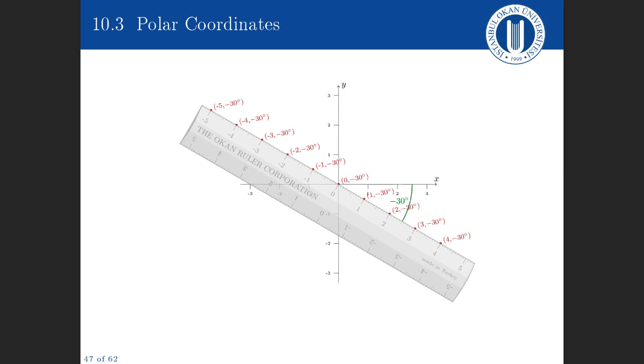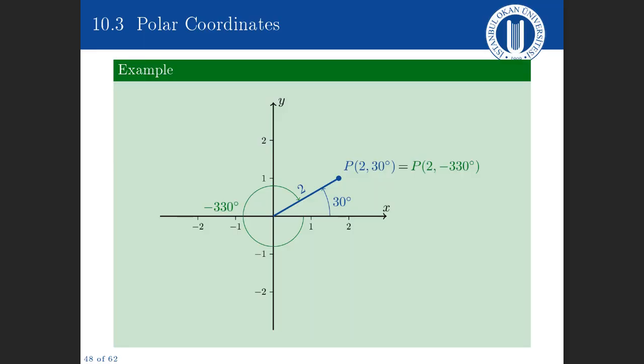Now, polar coordinates are not unique. Let's look at this point P. The distance of this point to the origin is 2, and if we rotate our ruler 30 degrees to lie on this blue line, we can see that the coordinates of this point are (2, 30 degrees).